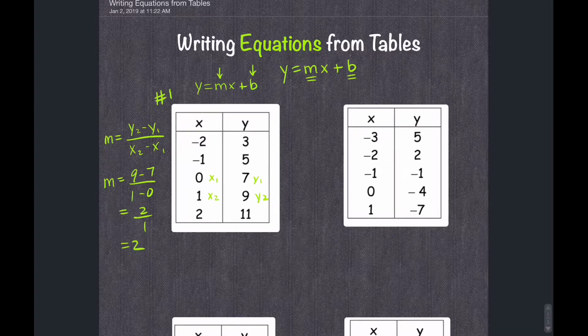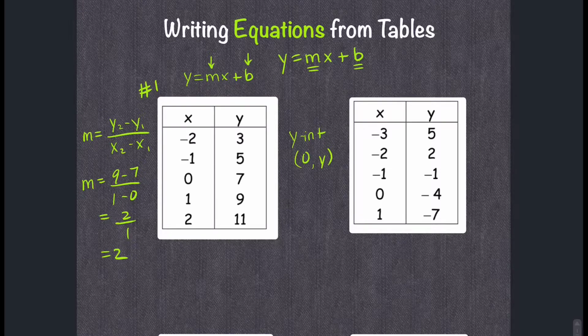Now, the y-intercept is the last thing we have to find to complete our equation. We've got to keep one thing in mind. The y-intercept, if you remember from a few weeks back when we learned about x and y-intercepts, is always going to look like 0 for the x-coordinate and some value for y.